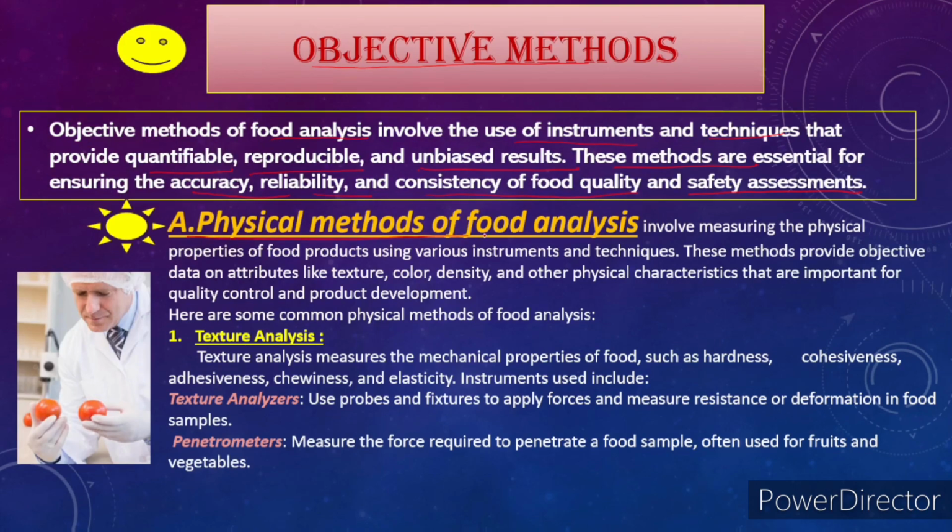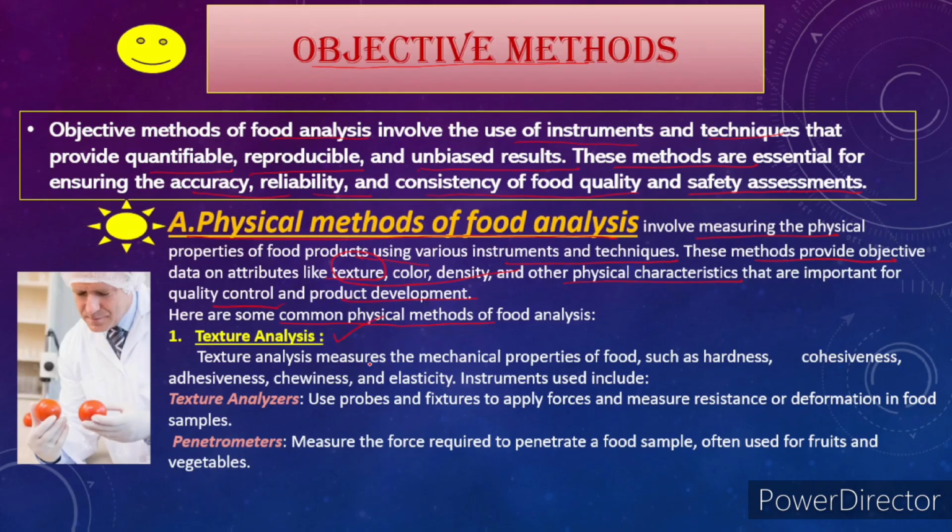Now coming to the physical methods of food analysis. It involves measuring the physical properties of a food product using instruments and techniques. These methods provide objective data on attributes like texture, color, density and other physical characteristics that are important for quality control and product development. There are some common physical methods of food analysis.